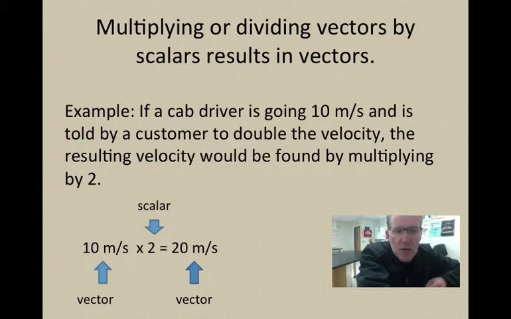Okay, so now let's talk about multiplying or dividing vectors by scalar quantities. When we do that, our result is also going to be a vector. So when we divide or multiply a vector by a scalar quantity, we get a vector quantity. For example, let's say we're going 10 meters per second north, and we wanted to double that speed, which turns into multiplying it by 2. 2 has no direction, so technically it's not a vector quantity. So you would end up with 20 meters per second north, and it would still be a vector quantity.